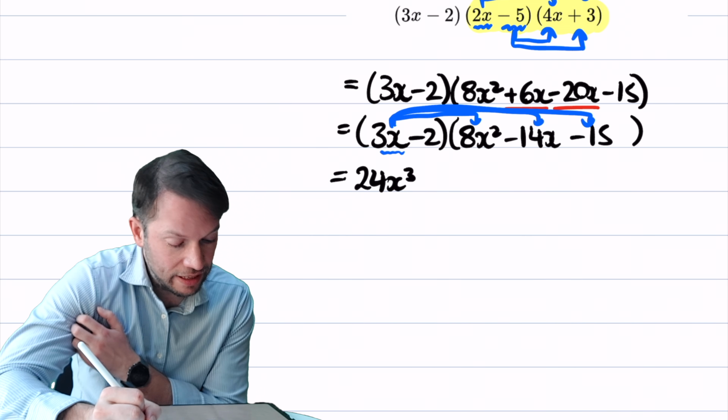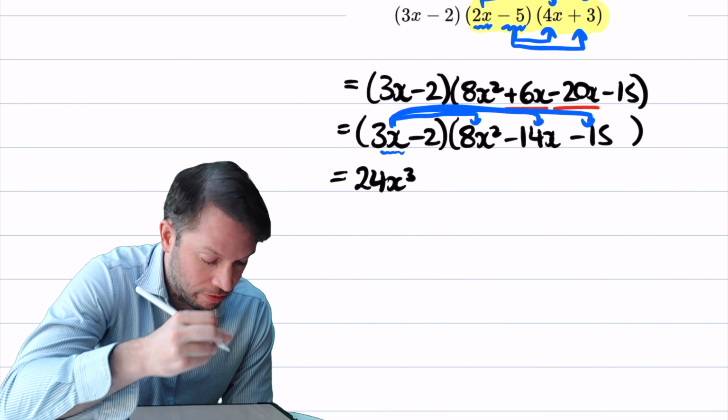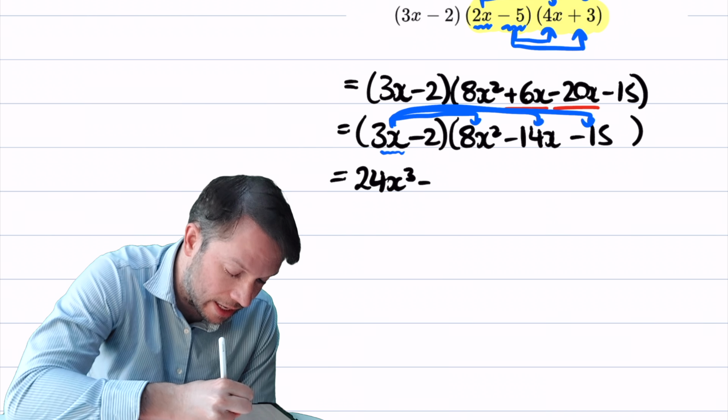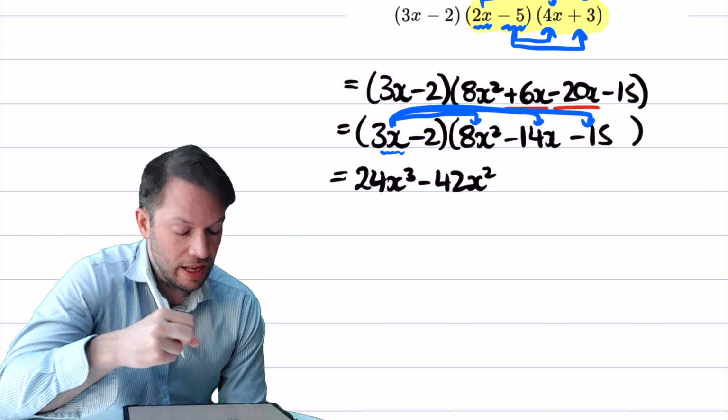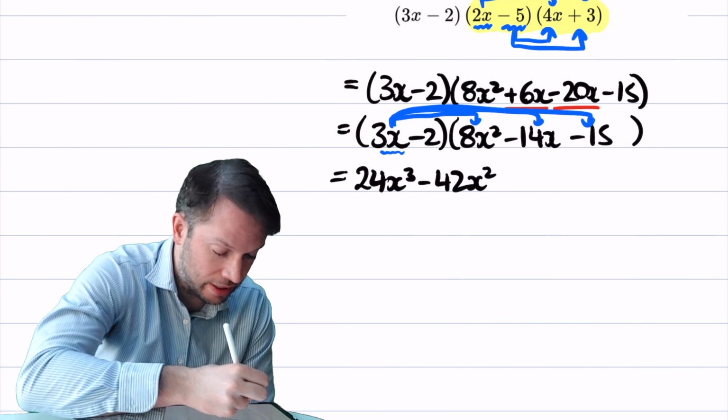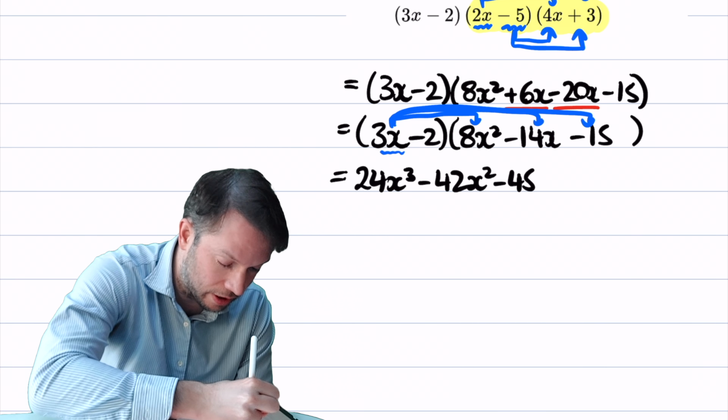Now we're going to do 3x times minus 14x. Well, 3 times minus 14 is negative 42. And we've got an x squared because it's x times x. And then 3x times negative 15 is going to be negative 45x.